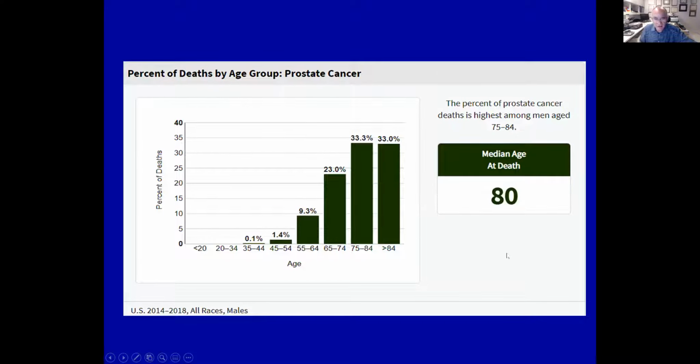I'm sorry, I had these slides a little bit mixed up. But anyway, this should have been correlated with the previous slides on incidence, where the median age at death is about 80 years of age.